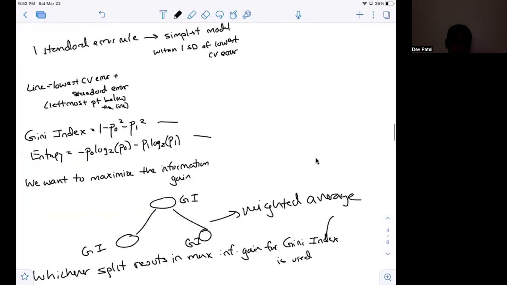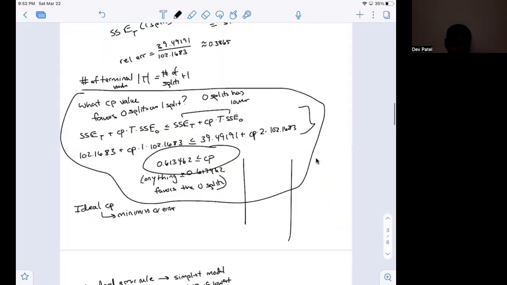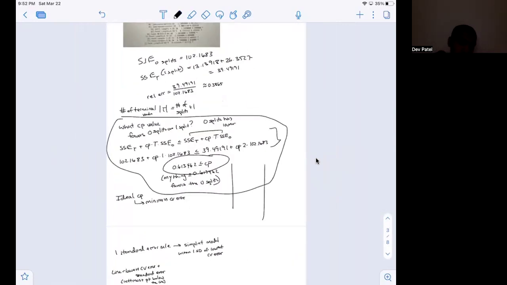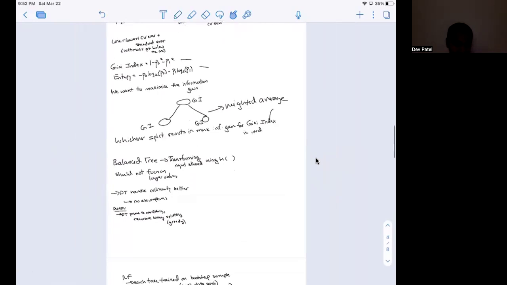And then the only adjustment to the previous expression is instead of having residual sum of squares, you have classification error rate, and so you're going to be using that instead of the residual sum of squares or the error sum of squares.